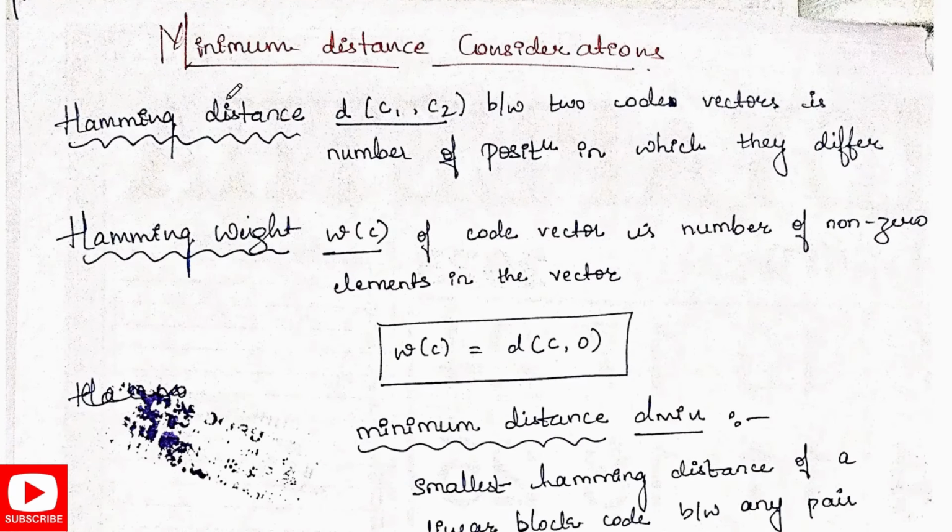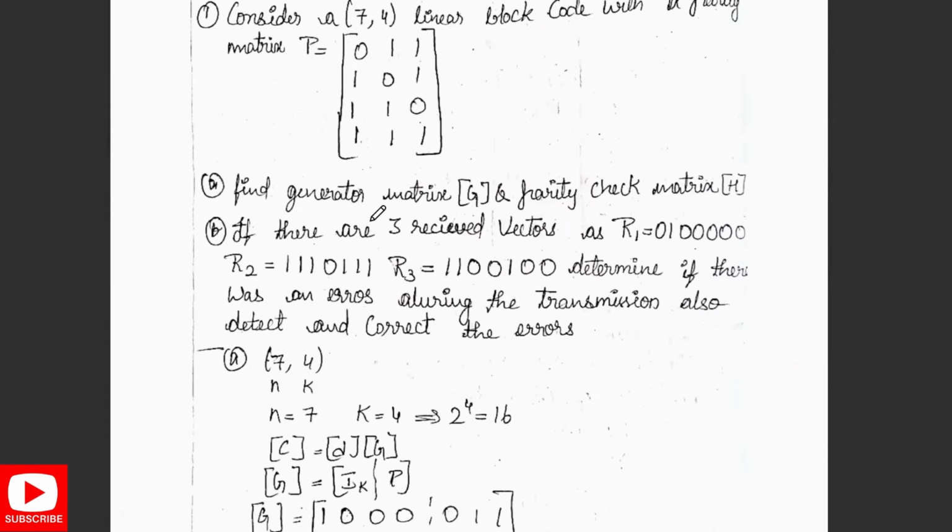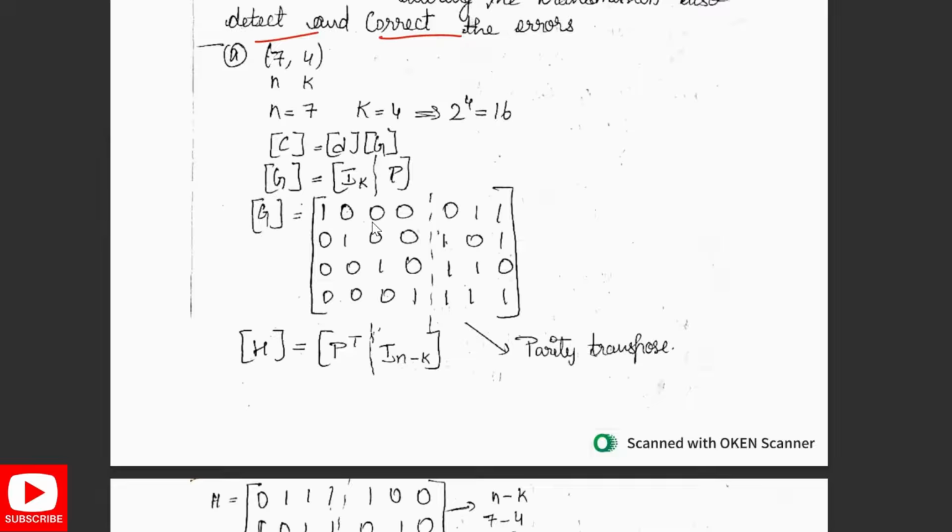Before going to the minimum distance consideration, we will look into some questions. Consider a (7,4) block code with a parity matrix given. The first question is to find the generator matrix G and the parity check matrix H. The received vector is R1, R2 and R3. This is an important problem, and you can expect this in the exam. Determine whether there was an error during the transmission, and also detect and correct the error.